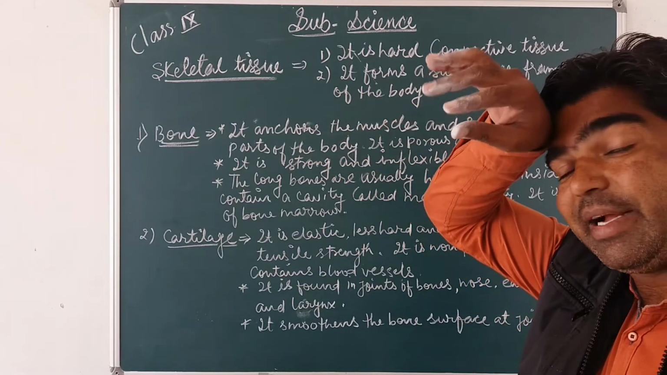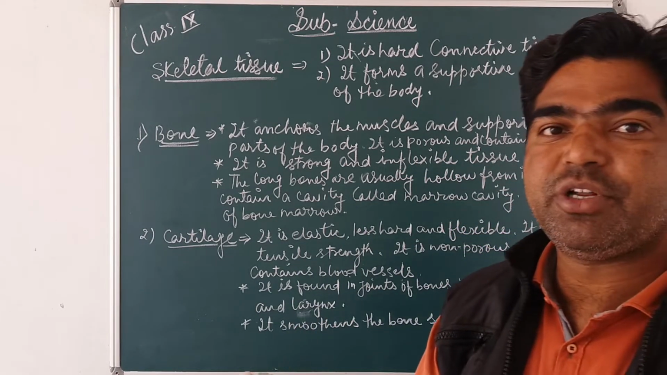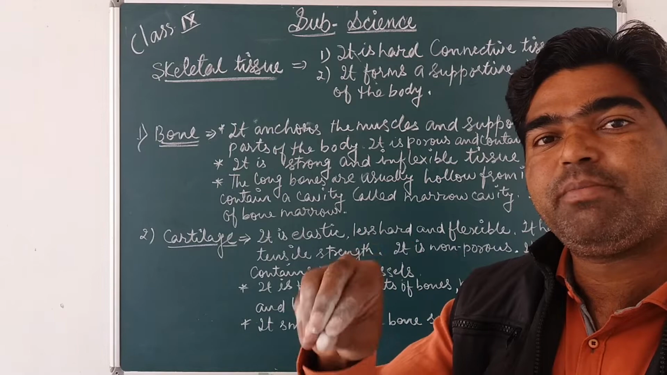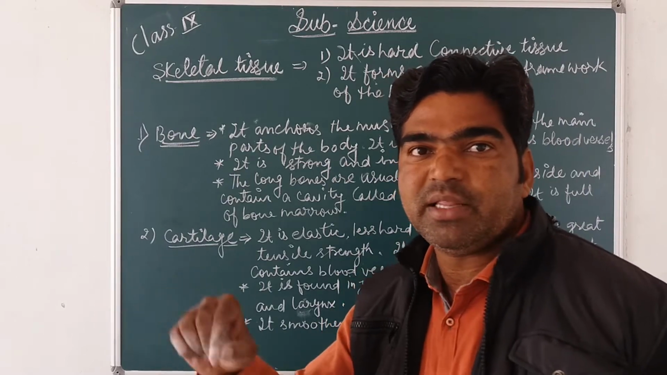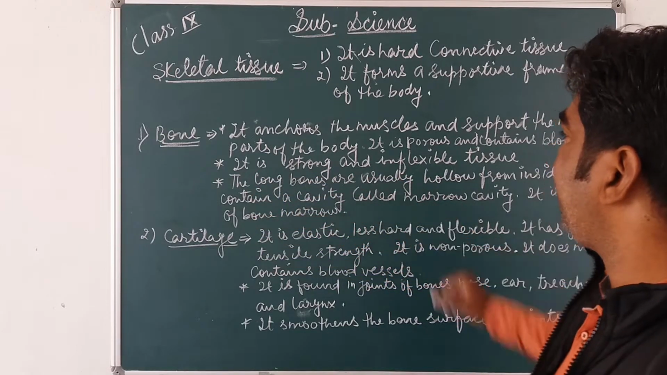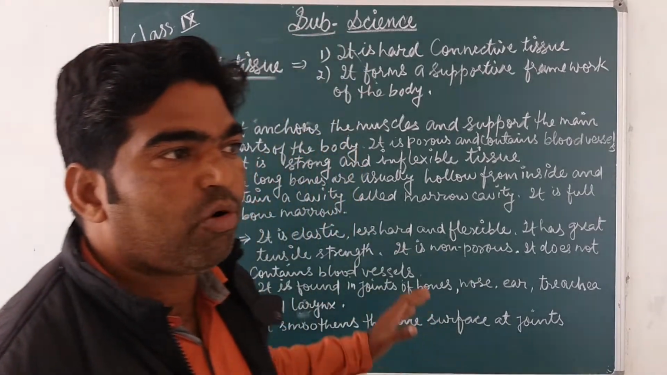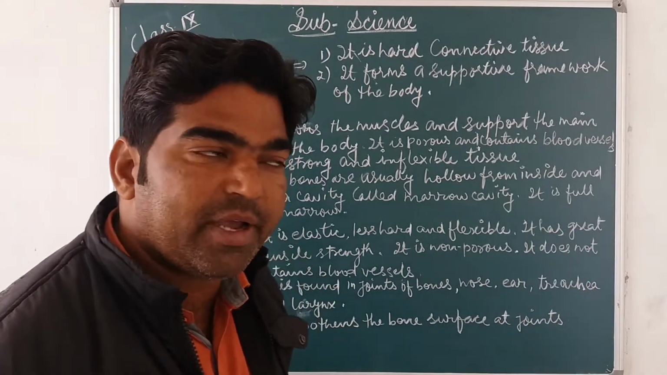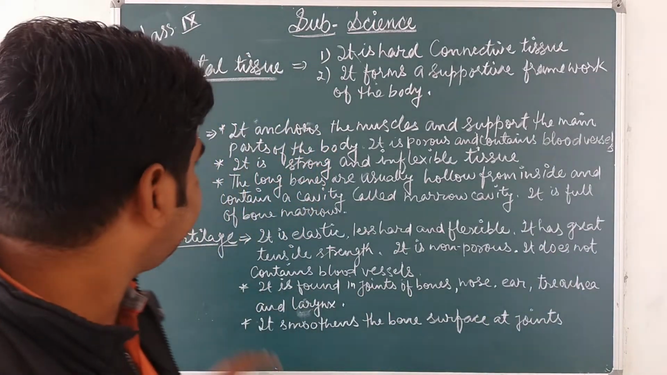Bone is a hard connective tissue. It is porous and contains blood vessels, and it has some pores on it. It is hard and tough, but inside there are pores, and they contain blood vessels. It is strong and inflexible tissue. This bone, this skeletal tissue, is hard, tough and inflexible, meaning it does not show flexibility. It is hard, stiff and tough.